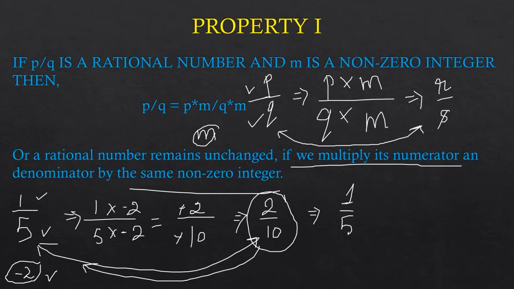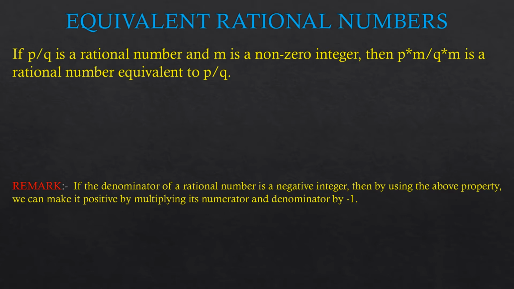Now let's proceed. Now we have equivalent rational numbers, as we have already discussed. This is the same thing, nothing new here. If P upon Q is a rational number and M is a non-zero integer, then P into M upon Q into M is a rational number equivalent to P upon Q. If we multiply the numerator and the denominator by that same non-zero integer M, we get something R by S, and this R by S will be equivalent to P by Q. Already we have discussed. So let's take one more example here.